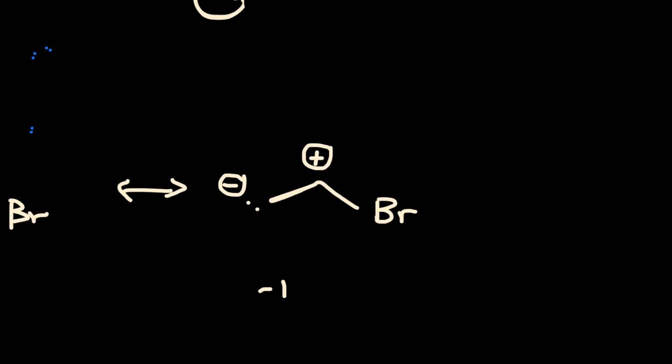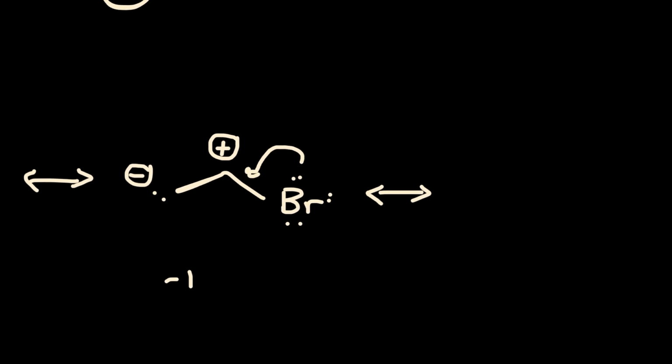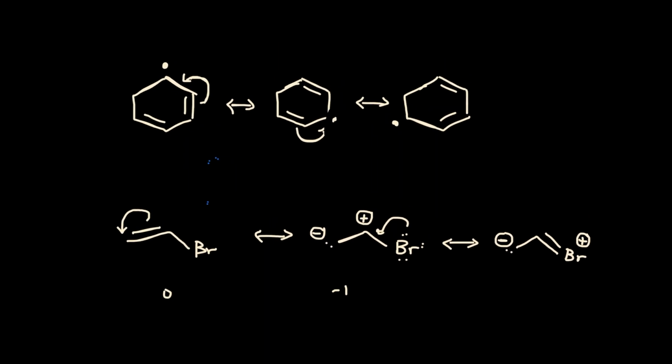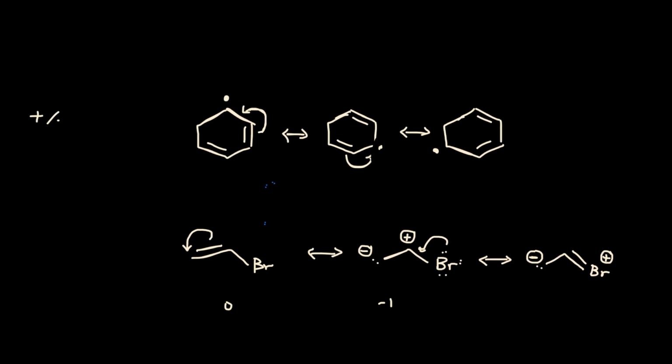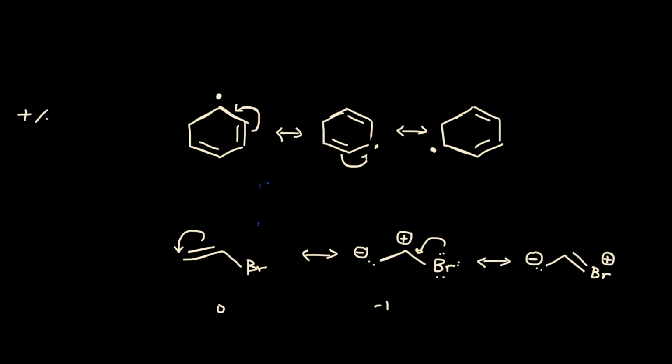Okay, but now this is not complete because the bromine actually has lone pairs, which will want to attack this carbocation. So this can actually go here, and that will give you an alkene here, and putting the positive charge on the bromine. So these are the most important things you'll need to know.